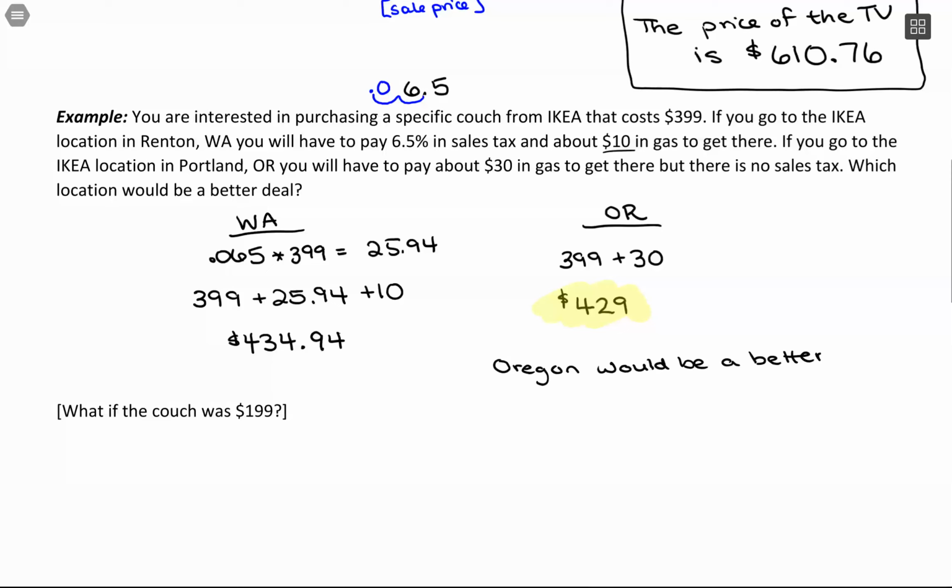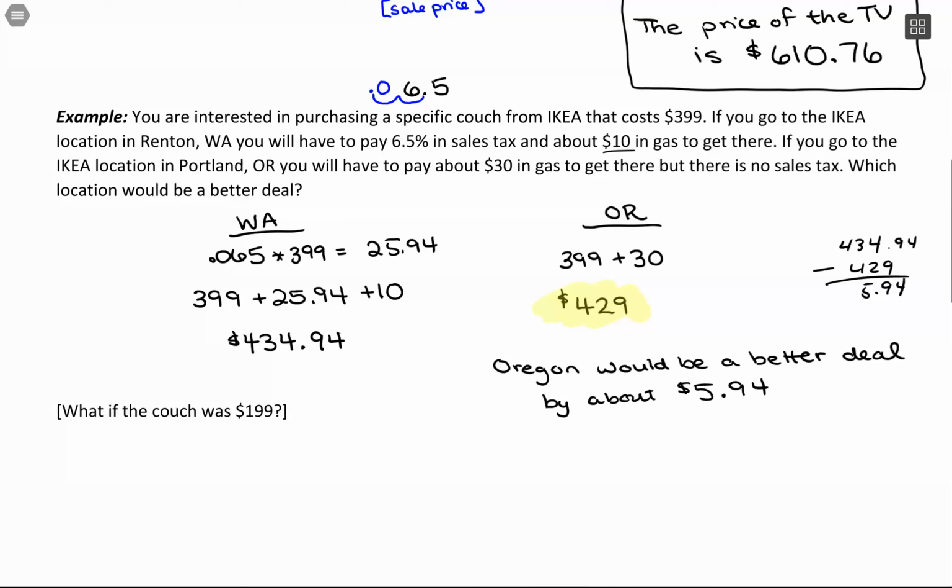What we could even do is figure out how much of a better deal it is by looking at the difference between the two. So if you take that $434.94 and subtract 429 and look at the difference between them, I think it should be 5.94. Then what you could say is Oregon would be a better deal by about $5.94.